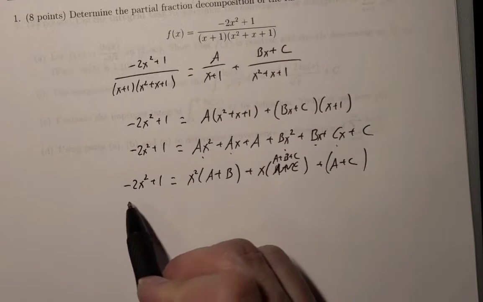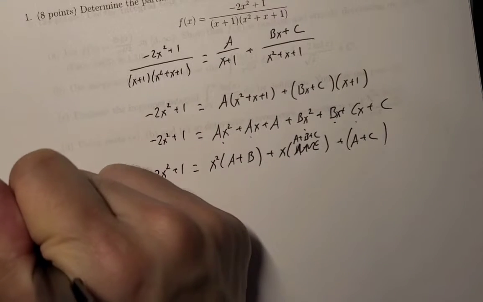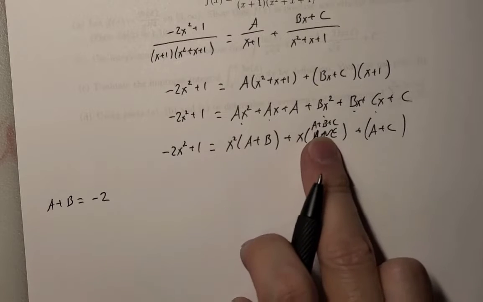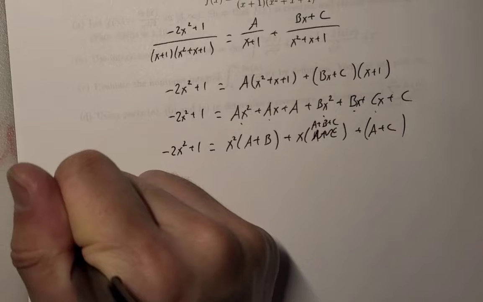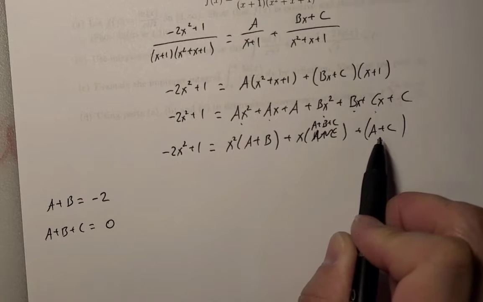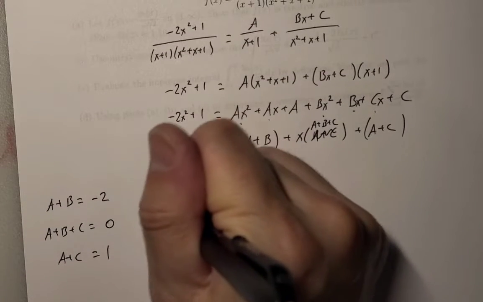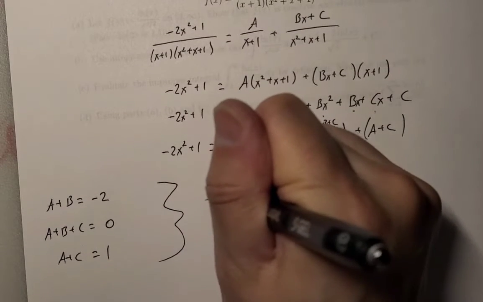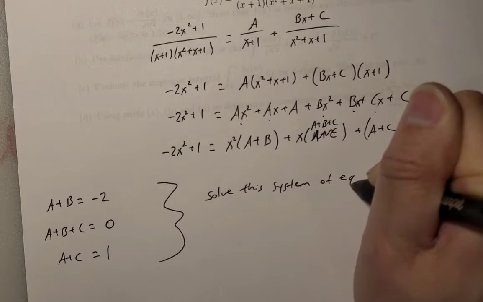We're going to match coefficients now. In front of the x squared is a negative 2, so we know that A plus B has to equal negative 2. Over here, there's no x term, so A plus B plus C has to equal 0, because there's no x term, so 0x. And finally, A plus C has to equal 1. Here, I'm going to write it like this. We have the system of equations, and we have to solve this system of equations.